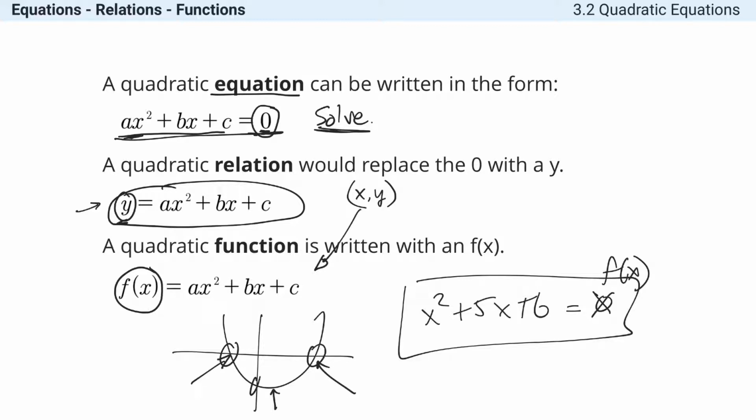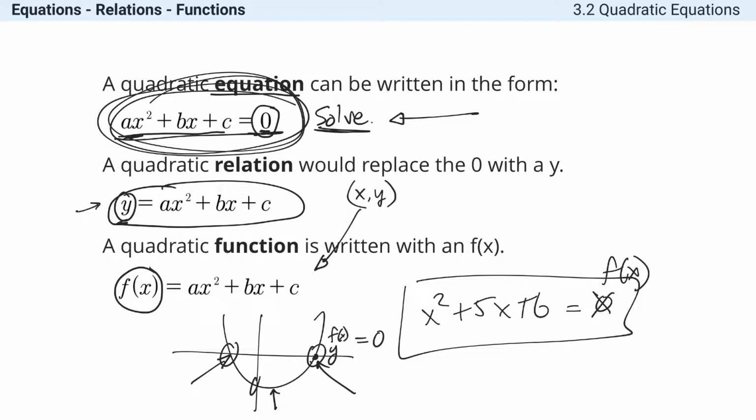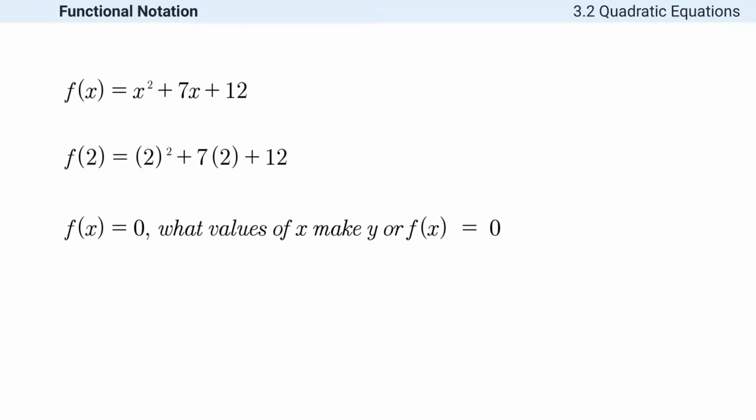In this section here in 3.2, we're basically going for where does it cross the x-axis? And where it crosses the x-axis, that point there is where y or f of x, either of those, is equal to 0. And so what we're going to be doing is, when we solve a quadratic equation like this one here, we'll come up with values that satisfy that equation. But if it had been written as a function, those exact solutions for a quadratic equation are the x-intercepts for the quadratic function. I might be belaboring that point a little bit much.